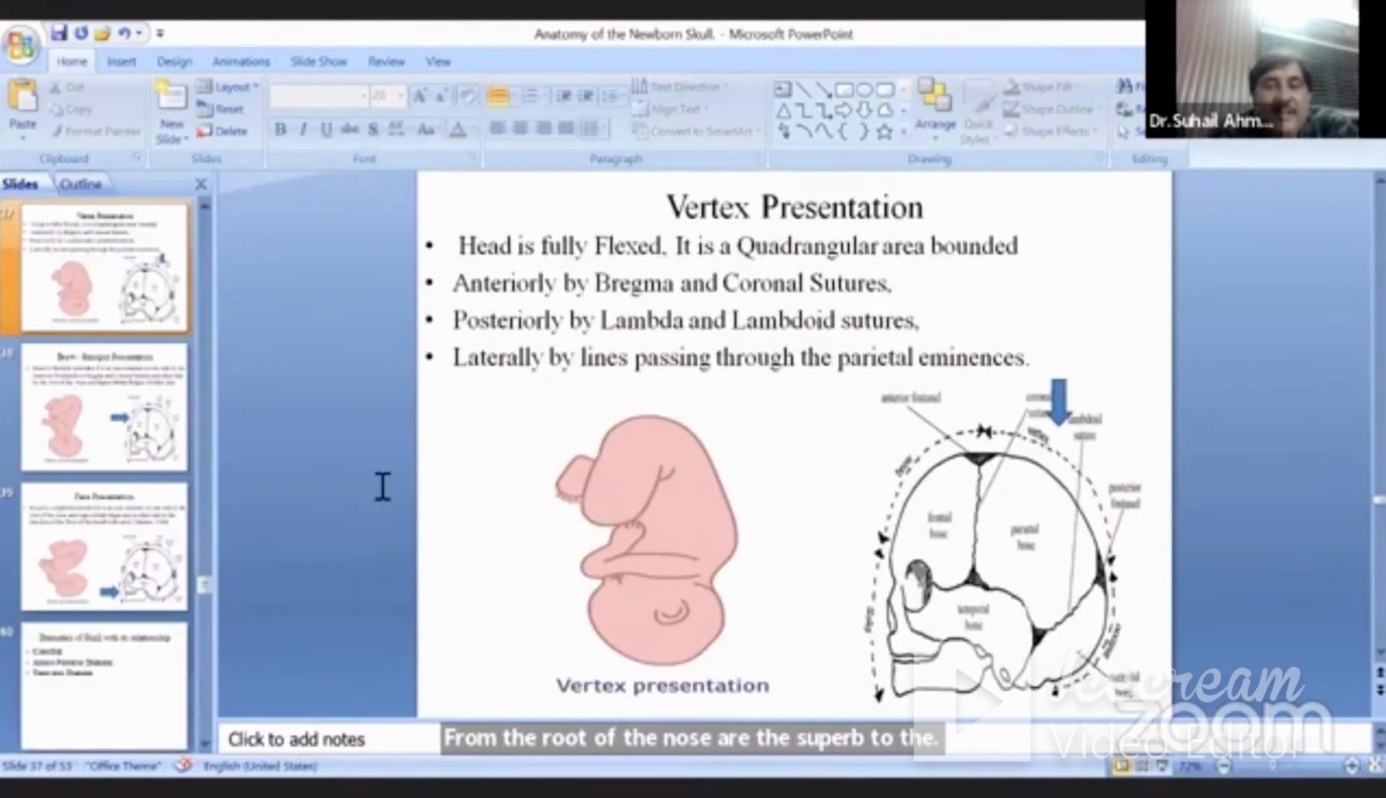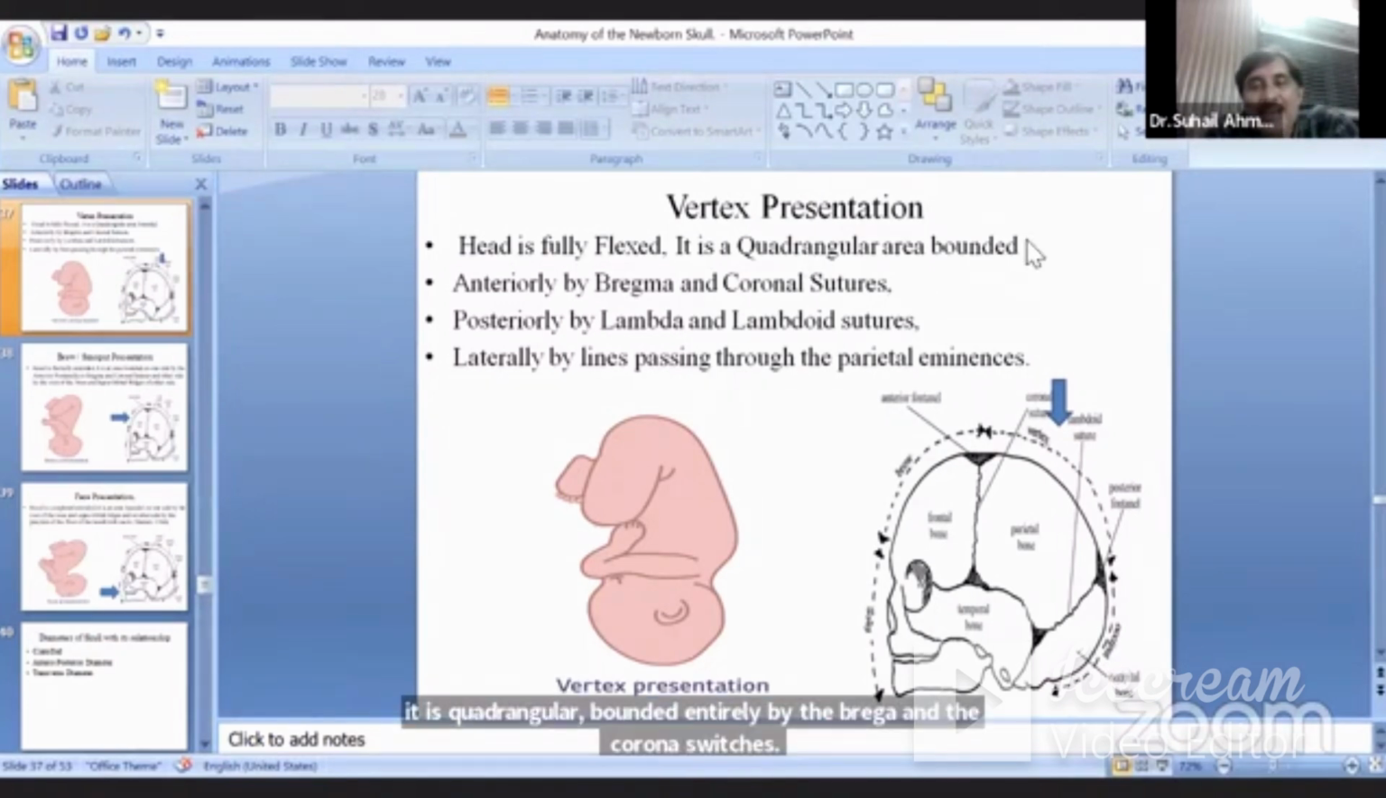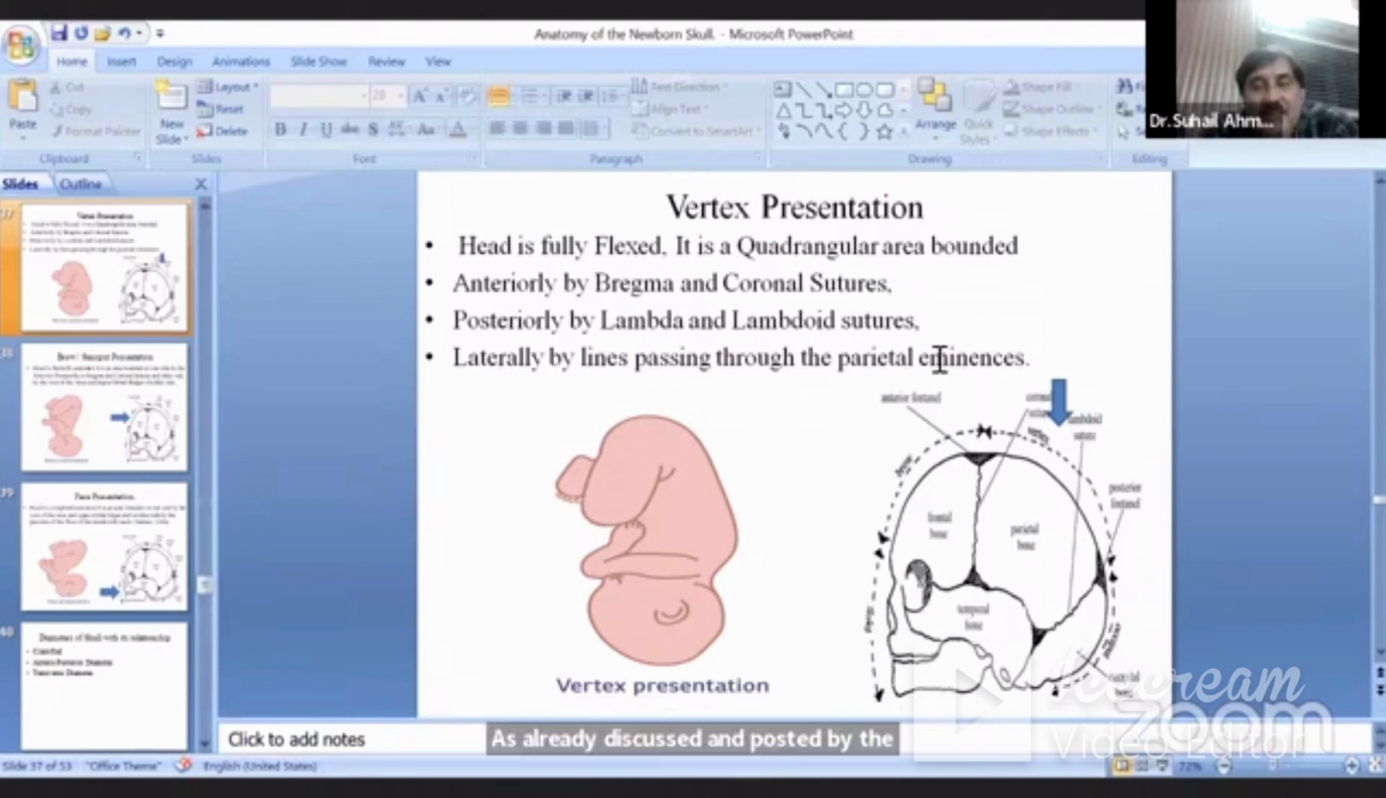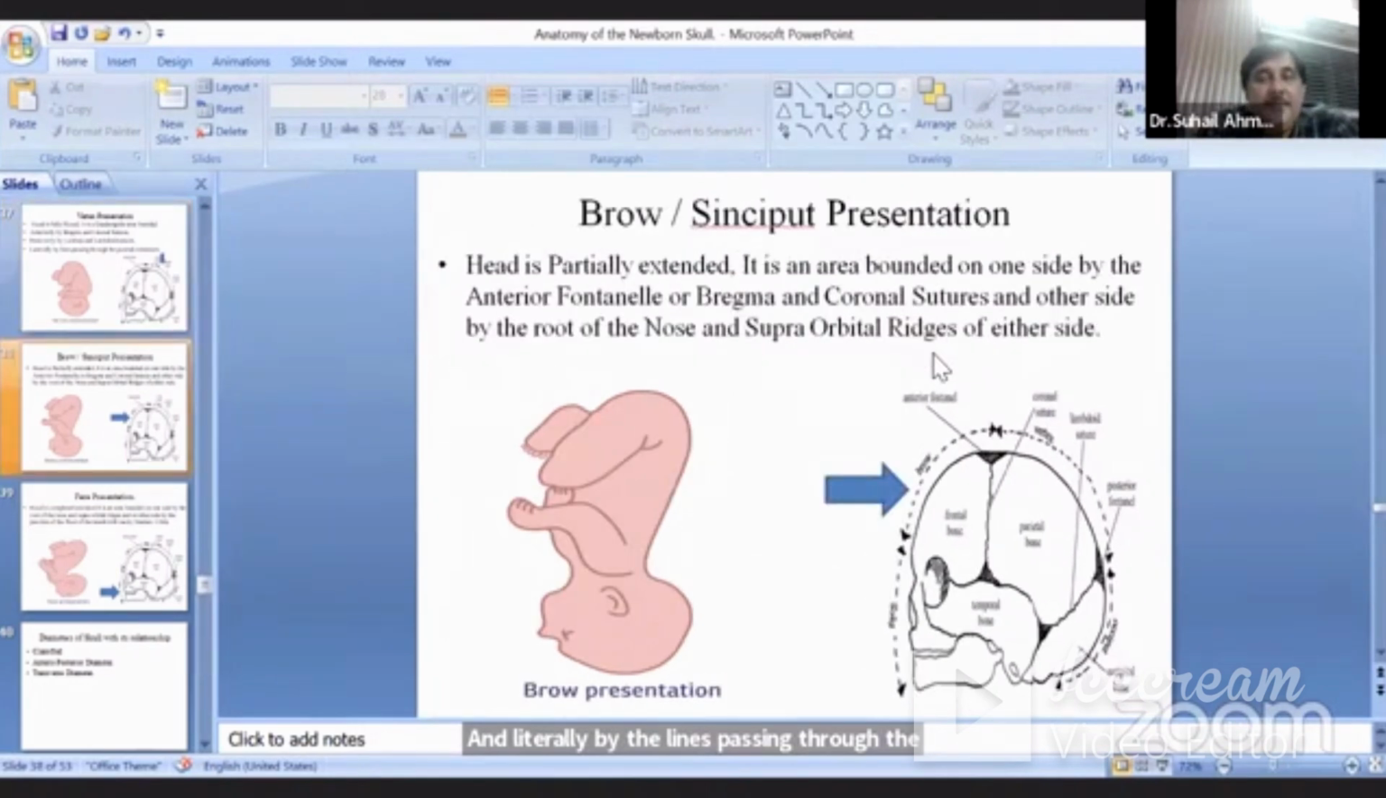So this is a vertex presentation, in which the head is fully flexed, and it is a quadrangular area bounded anteriorly by the bregma and the coronal sutures, as already discussed, posteriorly by the lambda and the lambdoid sutures, and laterally by the lines passing through the parietal eminences. Brow presentations are sincipital presentations. The head is partially extended. It is an area bounded on one side by the anterior fontanelle or bregma and coronal sutures, and on the other side by the root of the nose and supraorbital ridges of either side.